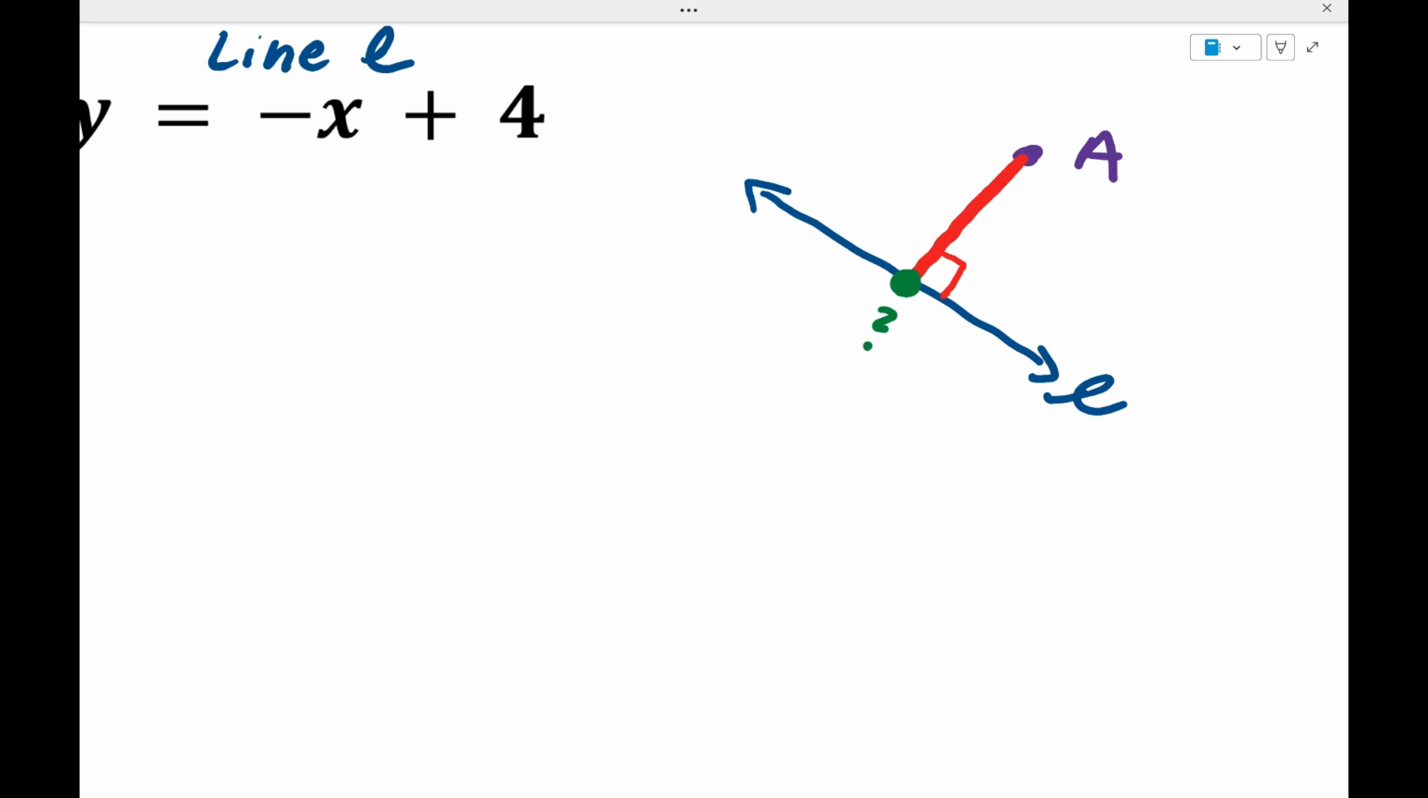So what we need here is to know the point where that perpendicular segment, that red segment there, meets the line. In other words, I put here point B, but we don't know the location for it. So once we find the location, I'll be able to use the distance formula to find that distance from point A to line L.